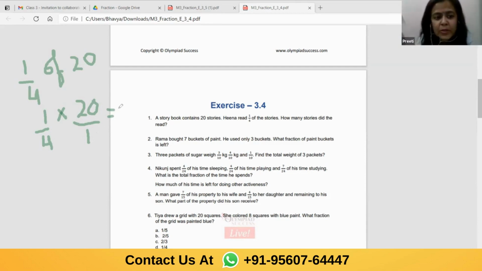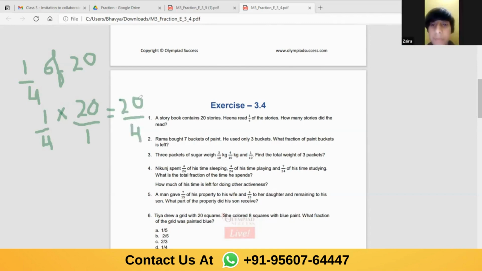Okay, thank you. Now, Zaira, what is 1 into 20? 20. And what is 4 multiplied by 1? 4 only. So when you divide 20 by 4, what will you get? 4 5s are 20. Correct. So that is how, Zaira, the answer is 5. Are you able to understand now? Yes, ma'am. Okay, that's great.